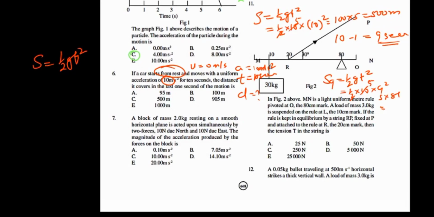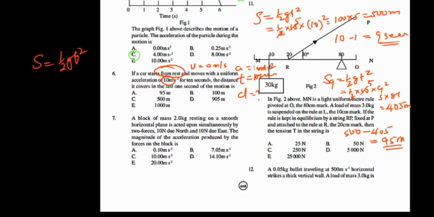You can pause the video and copy the solution. It's good for you. All right, so let's go to question number 7. For the sake of this video, I'm going to be stopping at question number 10, right? So question number 7, let's see.